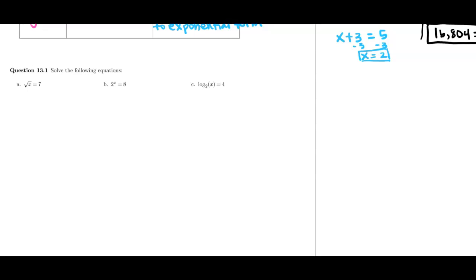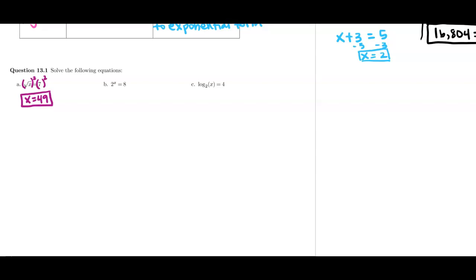Okay, let's see how you did on these. All right, so to undo something with a square root, we're going to square both sides. And so the square root and the square will cancel out, and that'll just leave us with x equals 49. That's your only answer there. And then remember, you can always go back and check them by putting them back into the original.